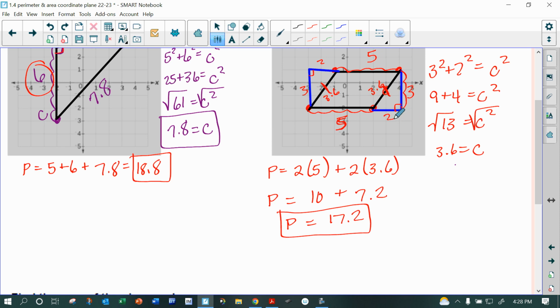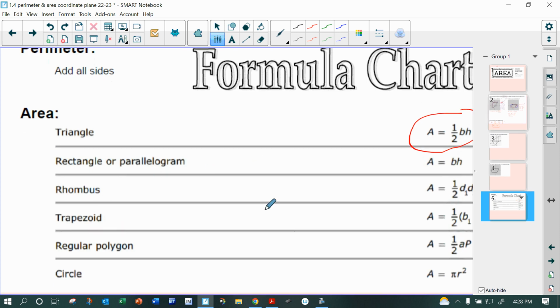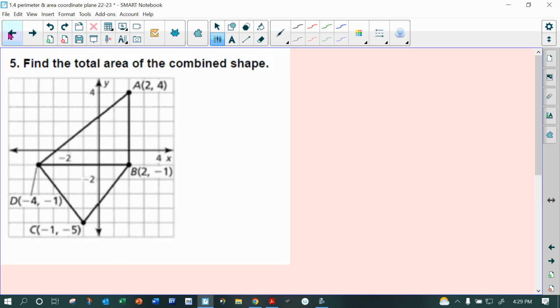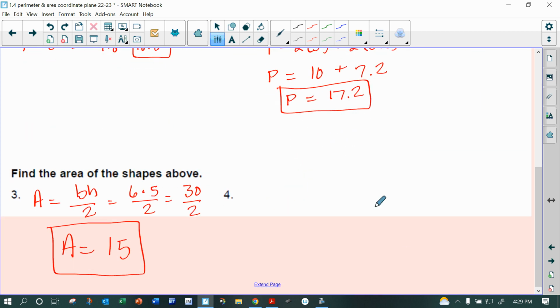So since this is a parallelogram, I'm going to go to that last page. So flip yours over, and we're looking for a parallelogram where it says rectangle or parallelogram, which is base times height. So the base is 5. So I'm going to go down here, and I'm going to say, well, the area is base times height. The base is 5. I just got to figure out the height.